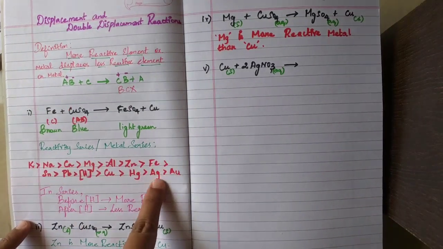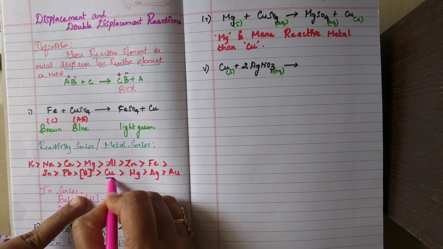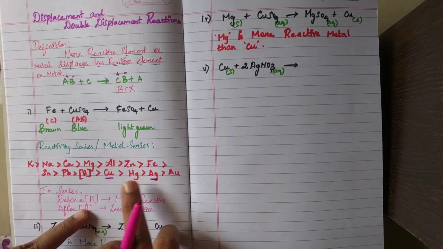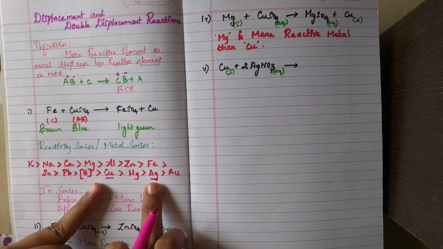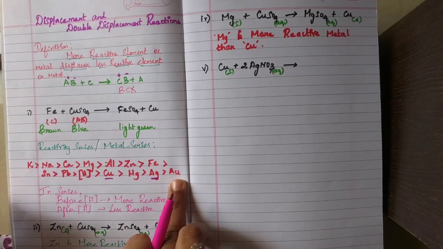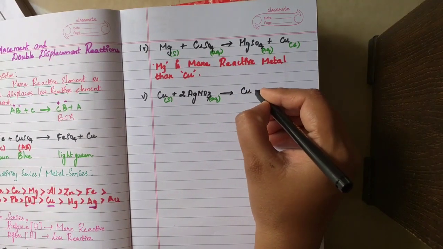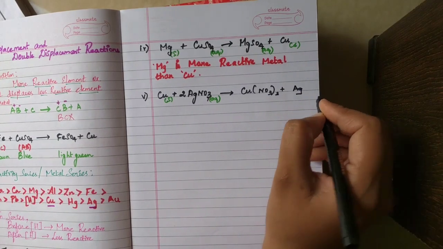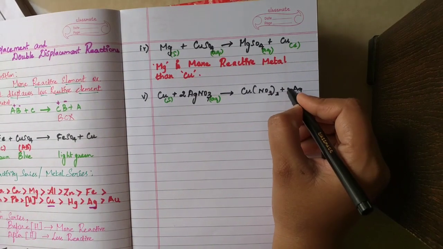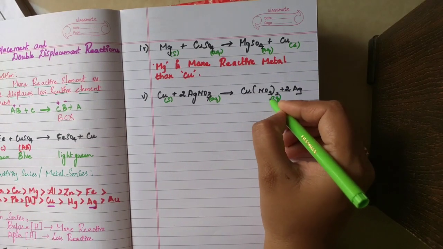See now, copper and silver. See students, copper here, silver here. Which one comes first? Copper. That means more reactive. Copper comes first, more reactive than silver, or more reactive than gold. So now what is the product? Cu(NO3)2 plus silver. Clear, students? To balance this, 2 silver. Clear? Now this is aqueous solution and this is solid.